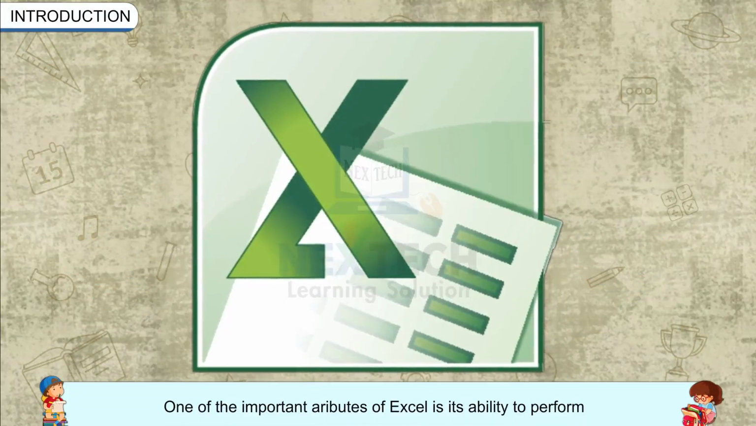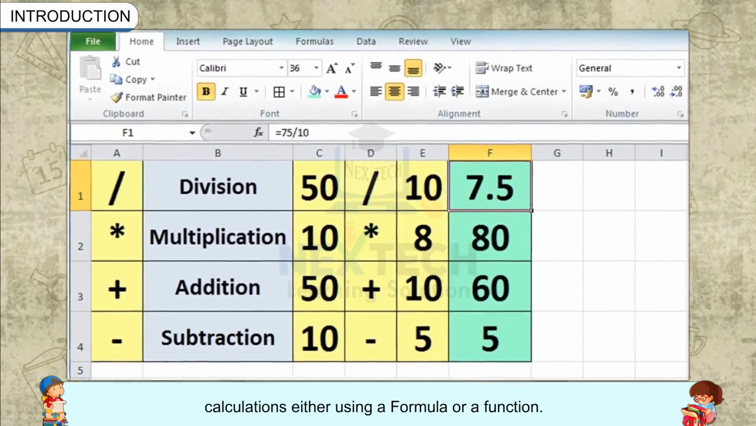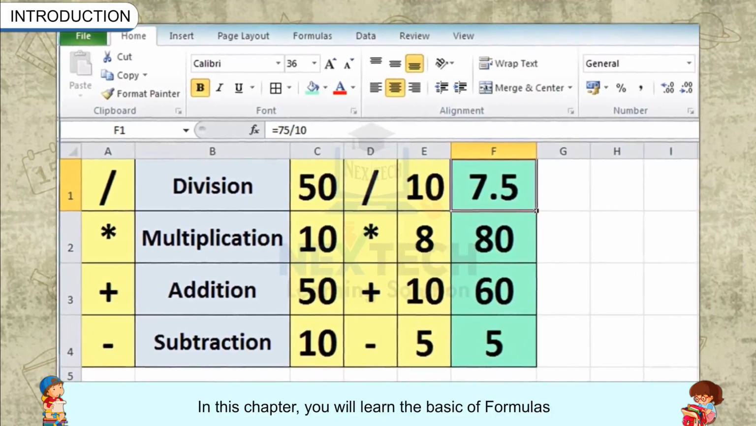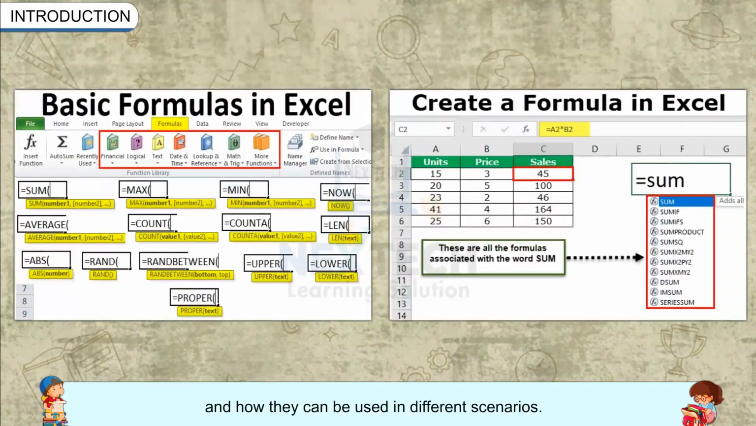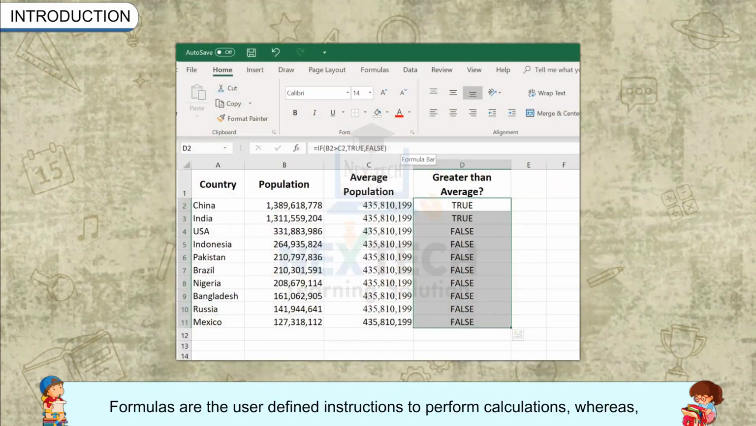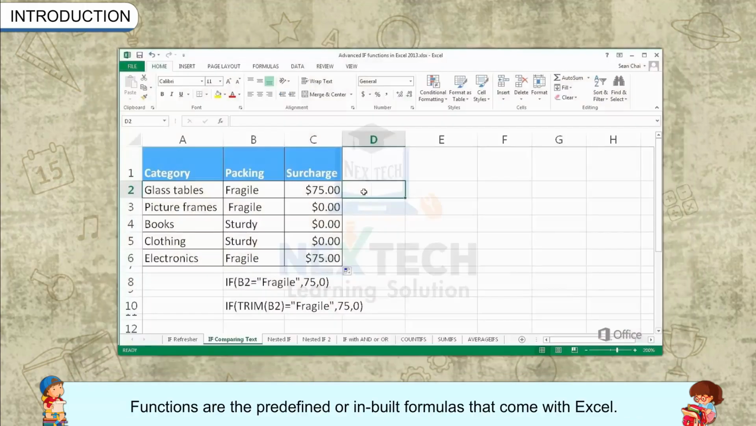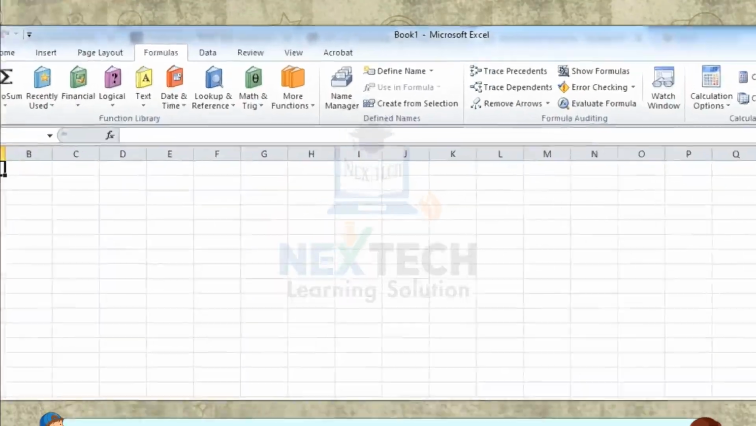Introduction. One of the important attributes of Excel is its ability to perform calculations either using a formula or a function. In this chapter, you will learn the basics of formulas and how they can be used in different scenarios. Formulas are the user-defined instructions to perform calculations, whereas functions are the predefined or inbuilt formulas that come with Excel.